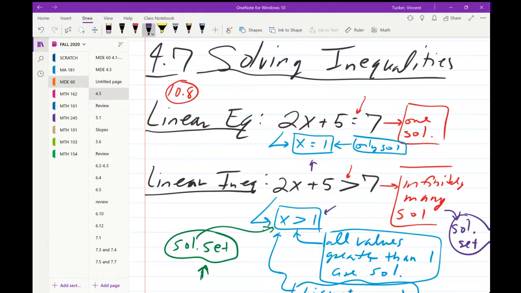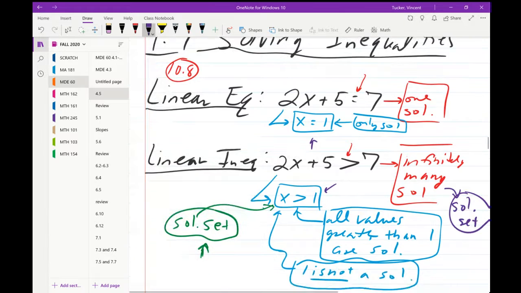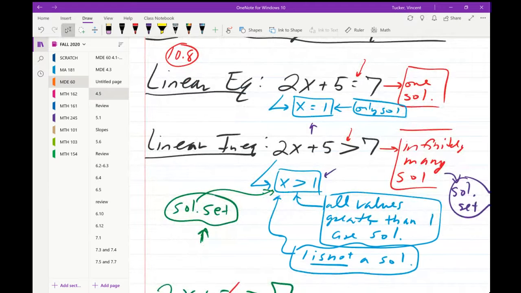Here, I get x is greater than 1. So what will work for this inequality are all values greater than 1. Those will be your solutions. So you're talking about 1.5, talking about 3, 10, 100, 1 million. Any value that's greater than 1 will be a solution for this inequality right here. And 1 is not a part of the solution set because we want all of the values greater than 1.